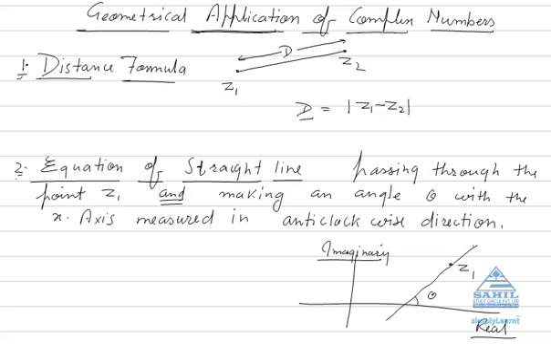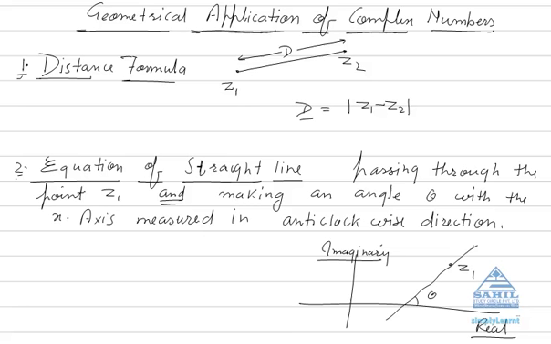Hello dears, right now our topic is complex numbers and we are understanding an important concept, that is the geometrical application of complex numbers. The most basic formula of coordinate geometry is the distance formula. Now how to find the distance formula in complex numbers? These two complex numbers z1 and z2 are understood as two points in the plane, and that plane is called the Argand plane.